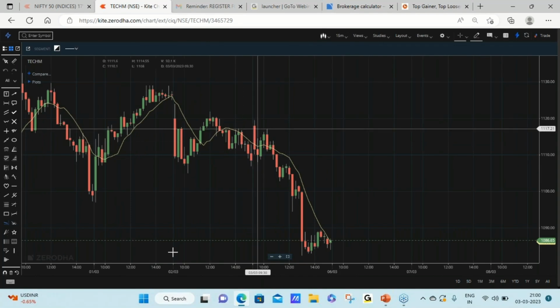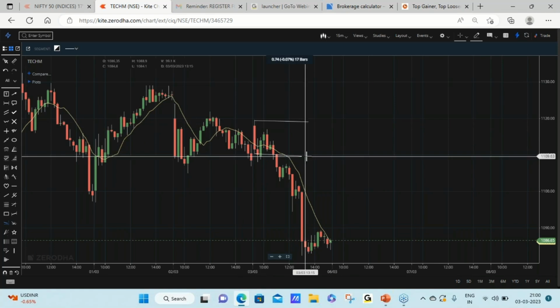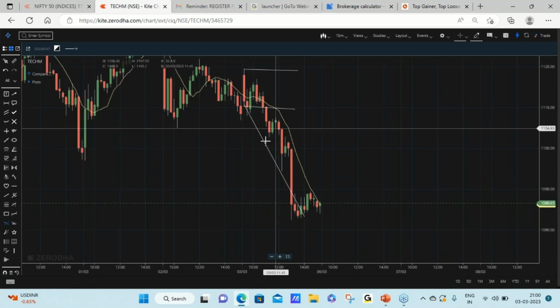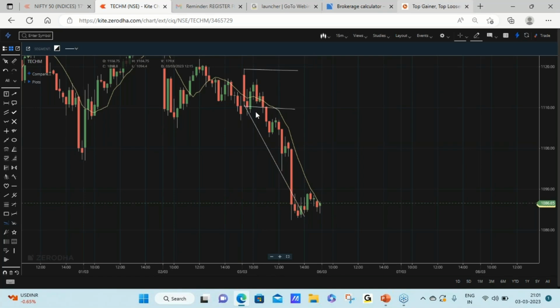So today's first candle in Tech Mahindra closed below the 10 SMA, right? So mark the high and low of this first candle, which is closing below the 10 SMA. So once the low is breached, see how beautifully you capture 27 points. 27 points using this method. So try to trade along with the trend to be successful.